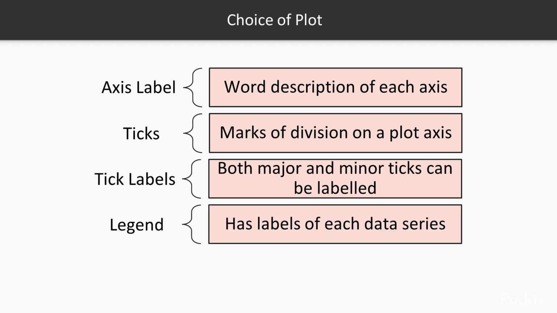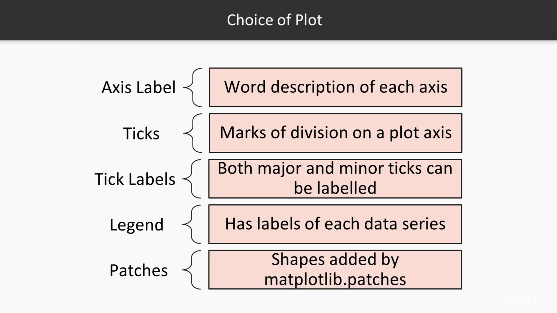A legend has labels of each data series. It usually appears as a box that matches the styles of a data series with the corresponding names. And lastly, we have patches. Different shapes can be added by matplotlib.patches, including rectangles, circles, ellipses, rings, sectors, arrows, wedges, and polygons.